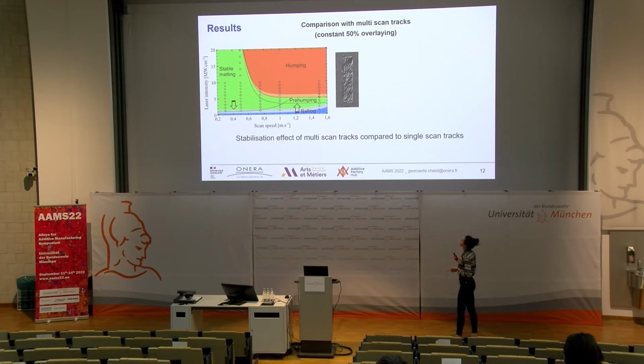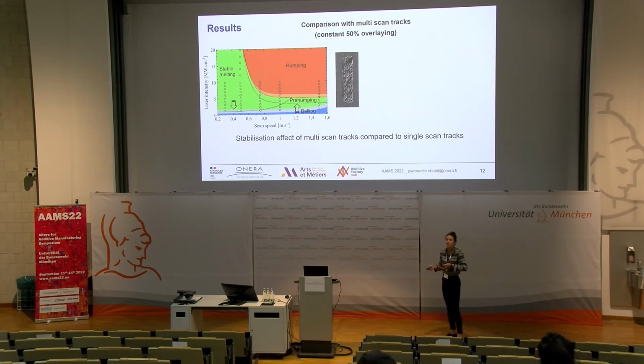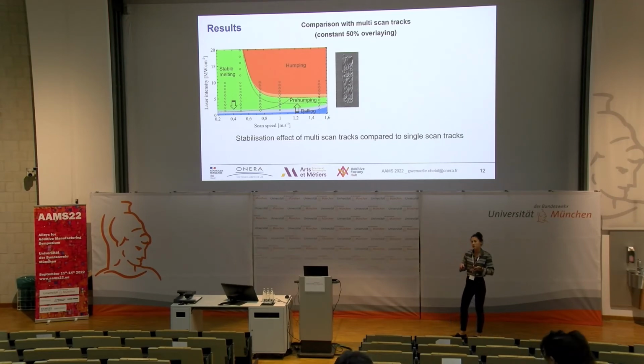I specify that every time, to keep it simple, because I was already varying a lot of different parameters, I tried to keep the overlapping constant. So for each parameter set, I checked the size of my track in the single scan, and then I adapted the hatch to have a constant 50% overlap for all the parameters. So first, a stabilization effect when we do multi-scan tracks.